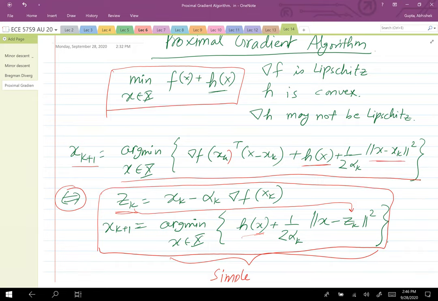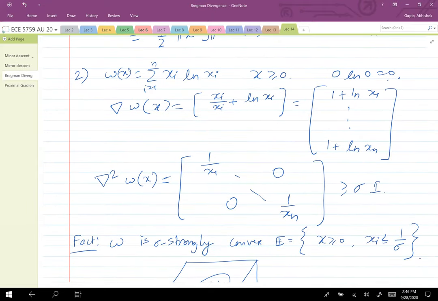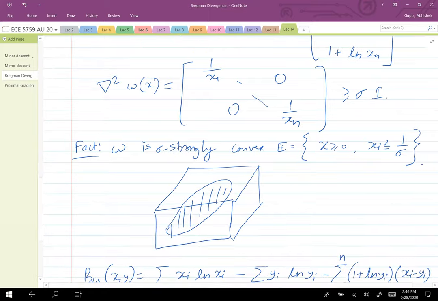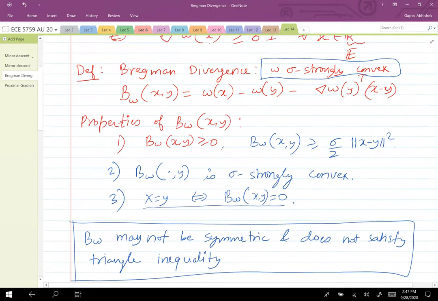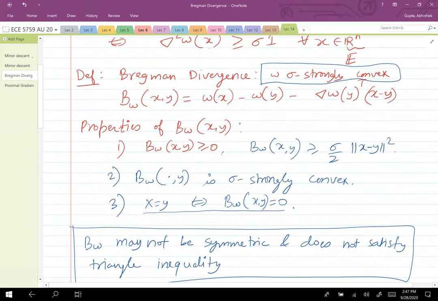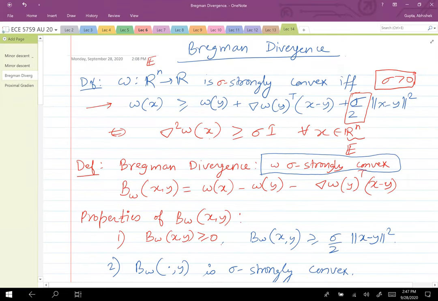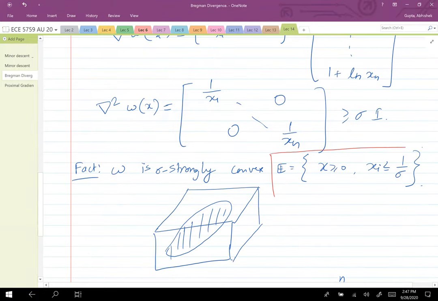Professor, a question about today's class. The second example you gave us, the Bregman divergence. Here, where you write this E, x up a little bit. Is this the E you are talking about? Yes, in that second example you showed us. Okay, sorry. Yes, this E.